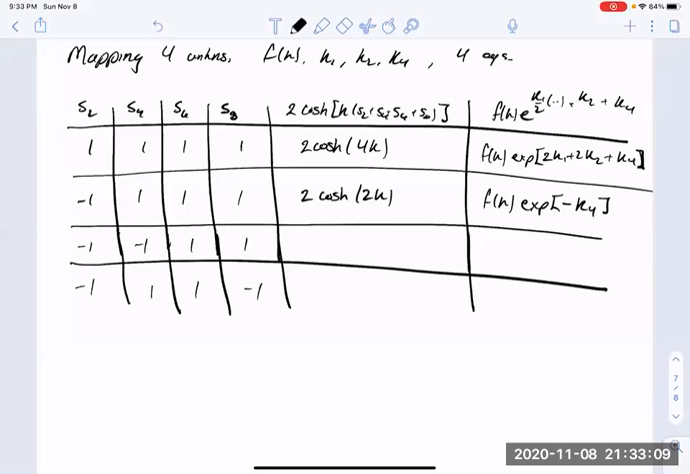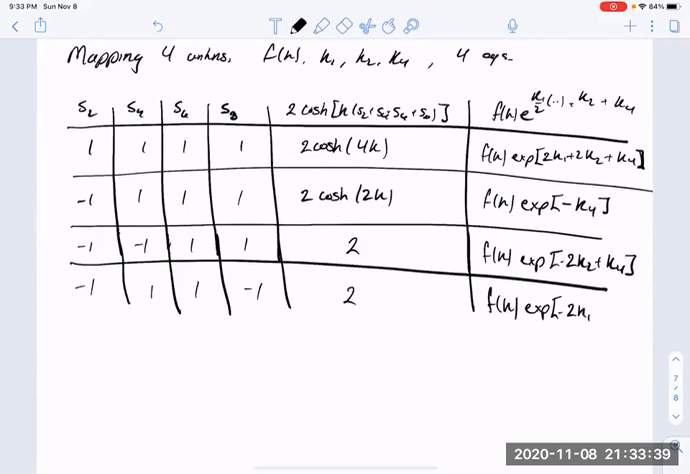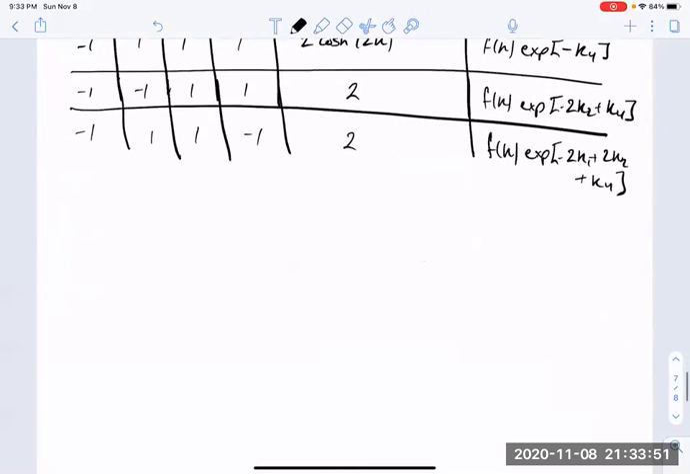So if two are down and two are up, the sum of them is 0. So I have hyperbolic cosine of 0, which is 1, times 2 gives me 2. That's in both those cases. And our mapping function still has a f of k. And in this one, I will get a minus 2k2 plus a k4. And here I will get a minus 2k1 plus 2k2 plus k4. So there are my four equations, four unknowns, big old mess, but one can solve it.